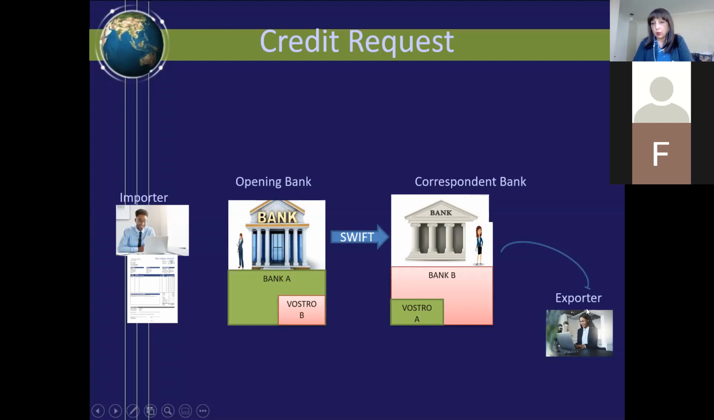So when the exporter receives the notification from the bank, because the bank will have to notify the exporter that the letter of credit is open in her favor, right? So she has two evidences. She has either the code or the draft, and the notification from the correspondent bank that the letter of credit is open in her favor. So then she starts preparing the merchandise.